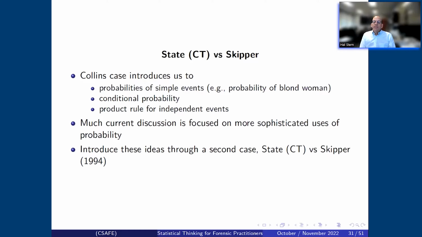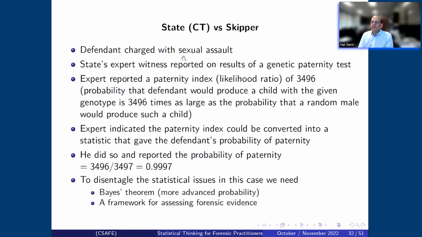I'm going to go on with a second case that motivates a little bit more thinking about probability. This is the state of Connecticut versus Skipper, and this is a sexual assault case. In this case, the state's expert witness was testifying about genetic testing, paternity testing, and there was a sexual assault. There was a child. The victim of the sexual assault ultimately had a child, and there was a question about whether the accused was the father of the child.